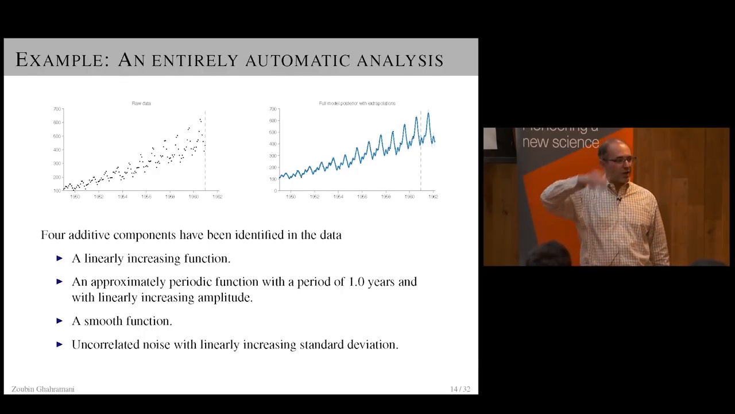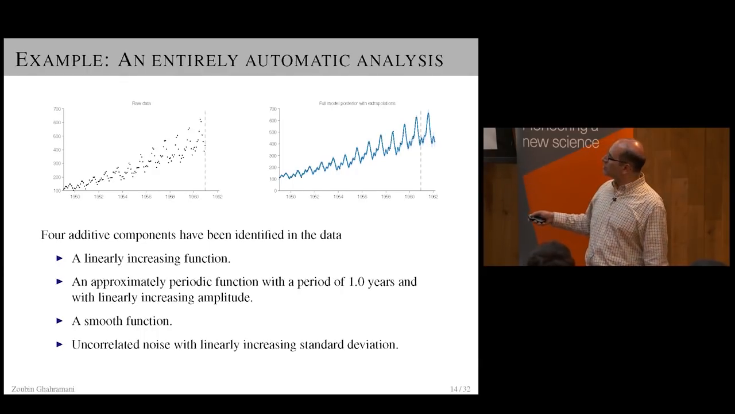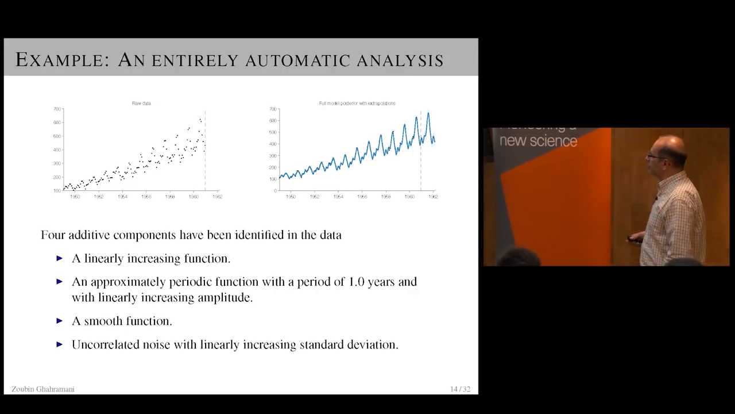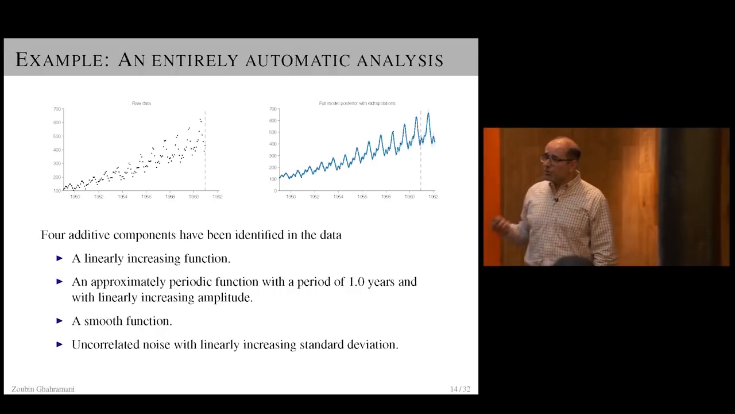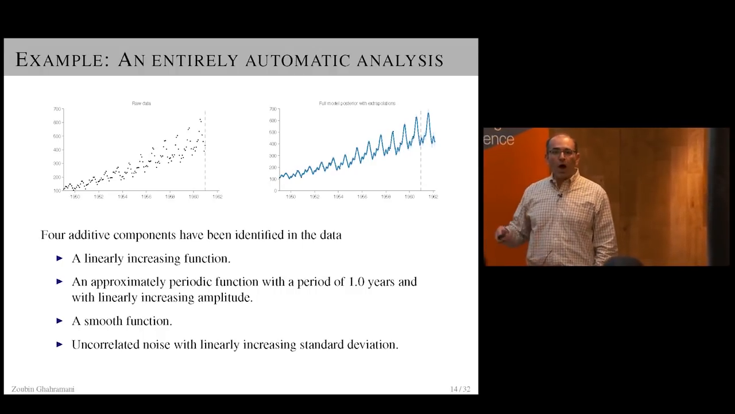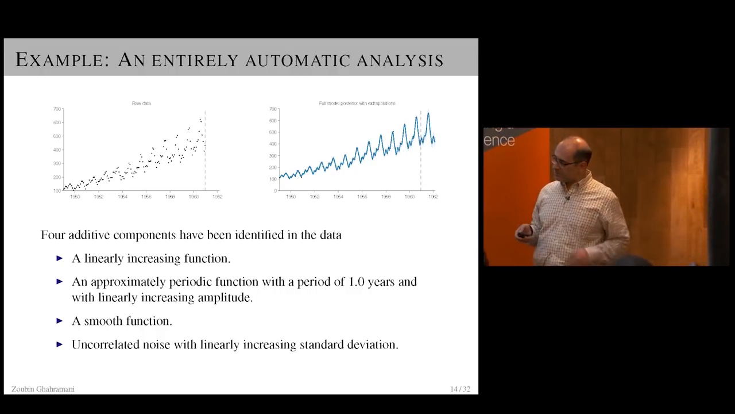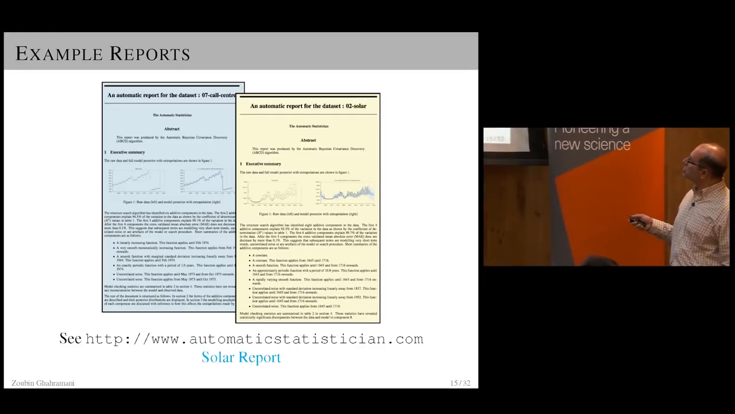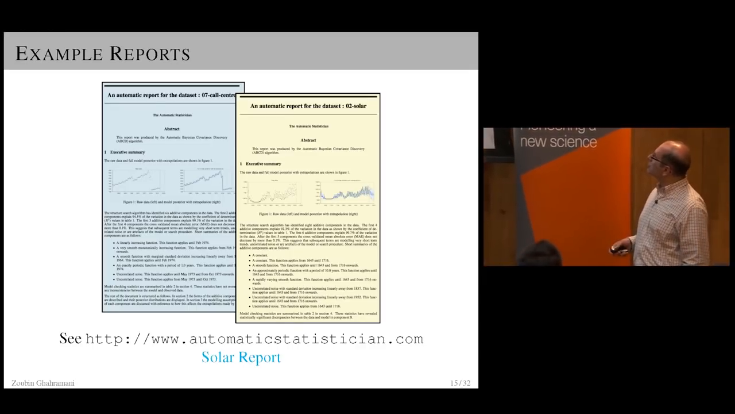and then it says, and this is why I think there's a smooth function. It removes that, and it shows that the noise increases linearly in amplitude, et cetera. So the report tries to explain why it's come up with this summary. Okay, so these are the first pages of a couple of these reports.